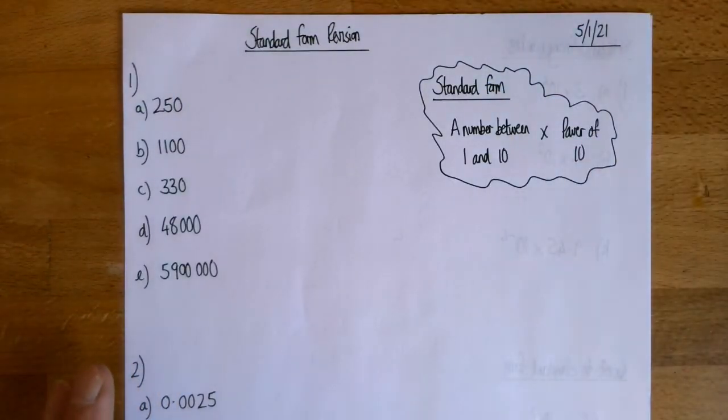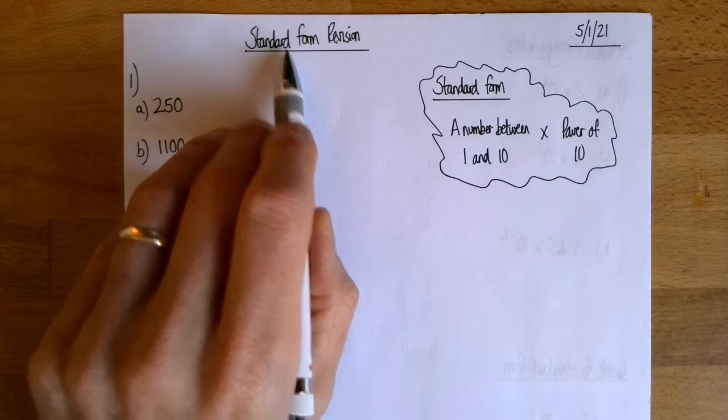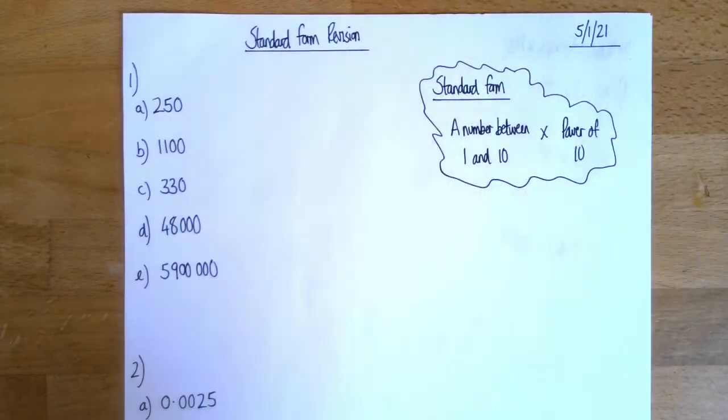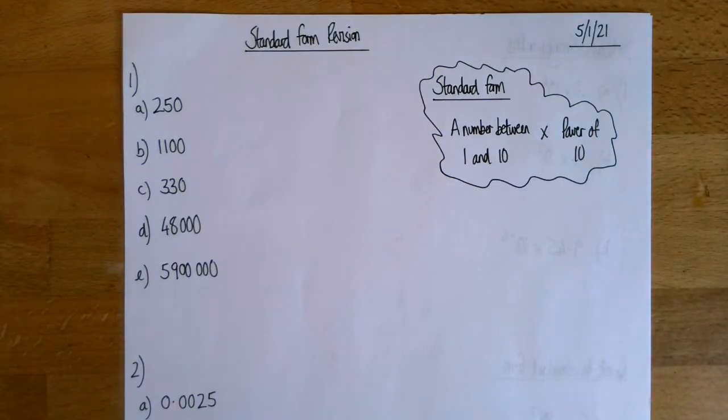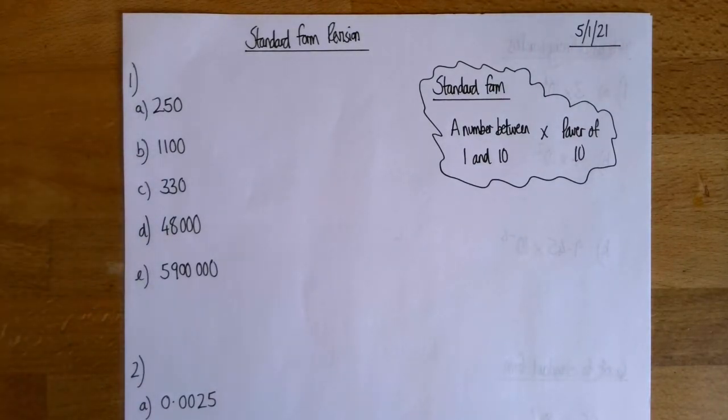Over this week, the work we're going to be doing is really worthwhile, so I hope you're going to keep the notes. I hope you've got some paper and a pen, and that you're going to start today with an objective, standard form revision, and the date, 5th of the 1st, just like we would if we were in class. So I'm going to write some large numbers in standard form and then get you to try some for yourself.